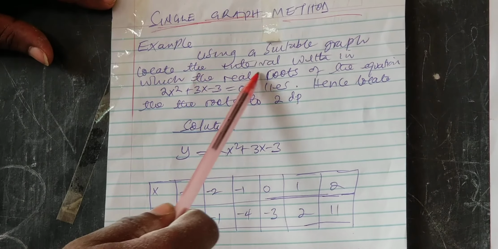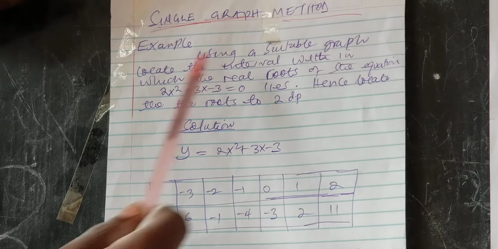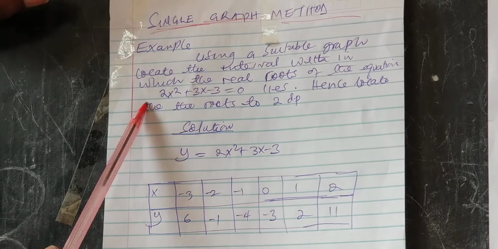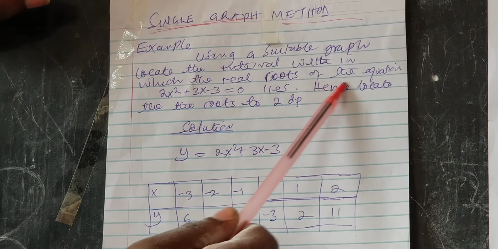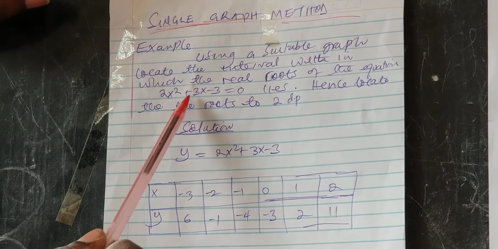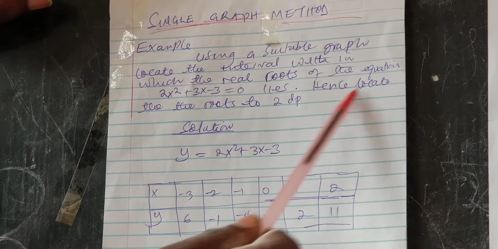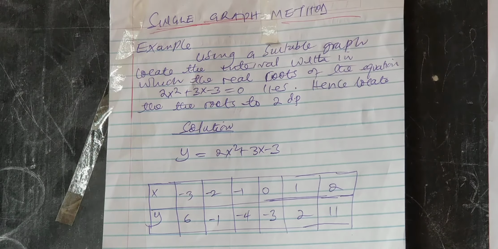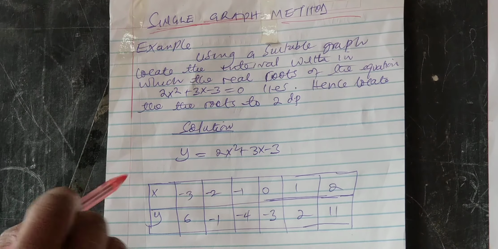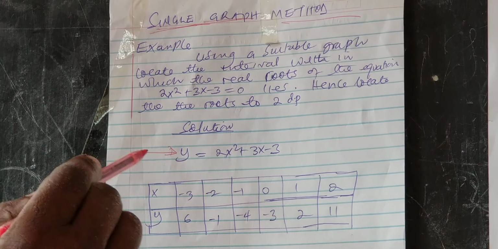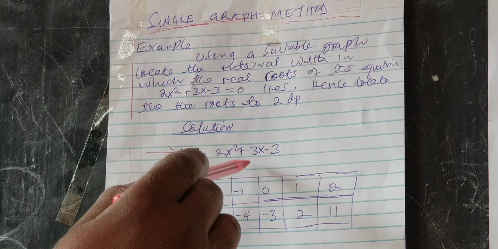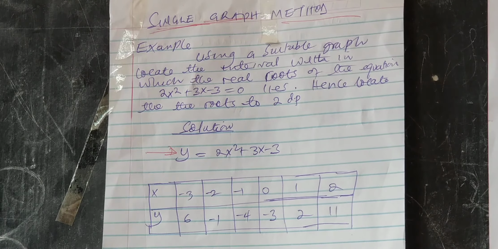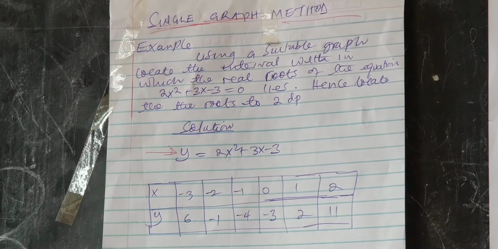Now using a suitable graph, locate the interval within which the roots of the equation 2x squared plus 3x minus 3 lie, hence locate the roots to two decimal places. Now what we do, this is our equation, y is equal to 2x squared plus 3x minus 3. Then what we do, we choose an interval.